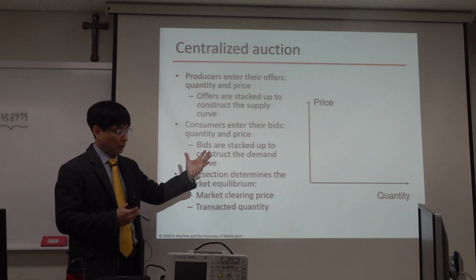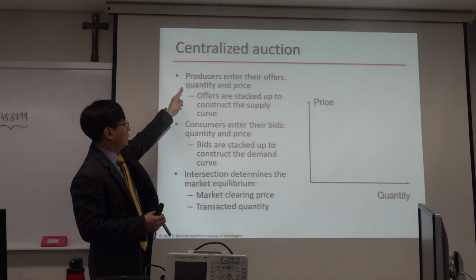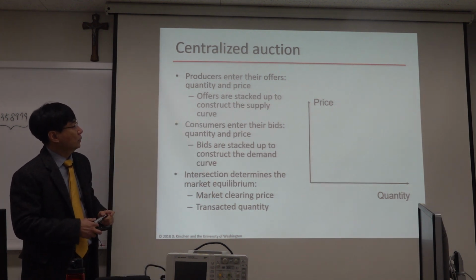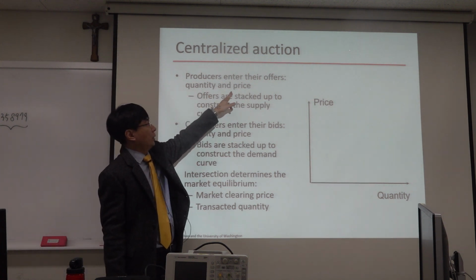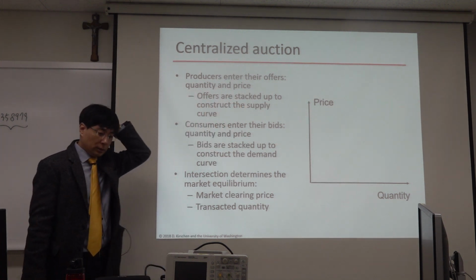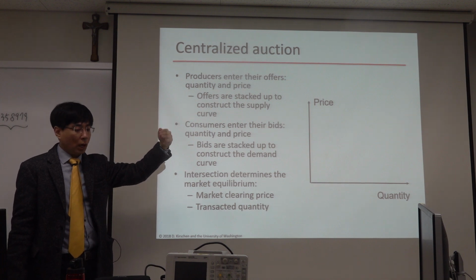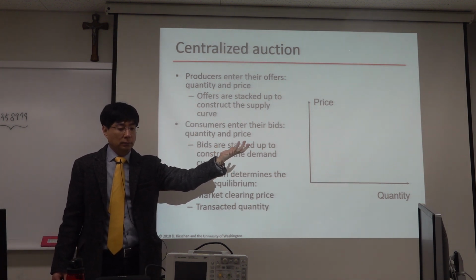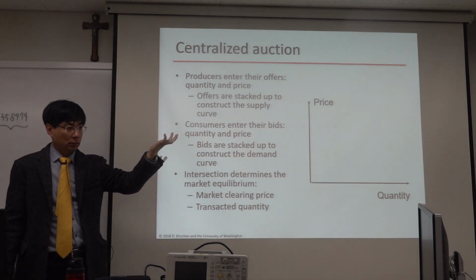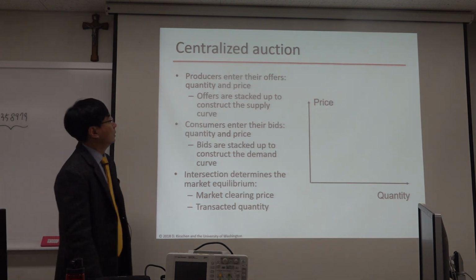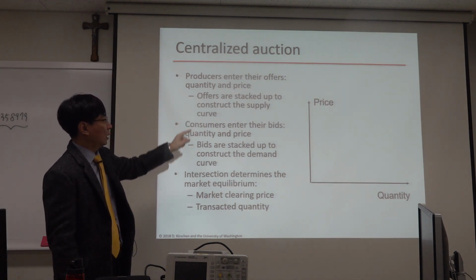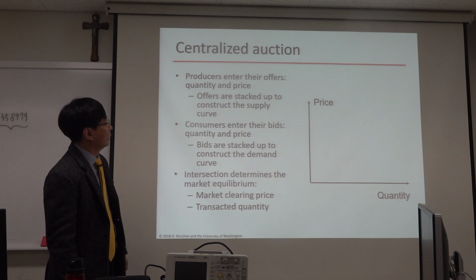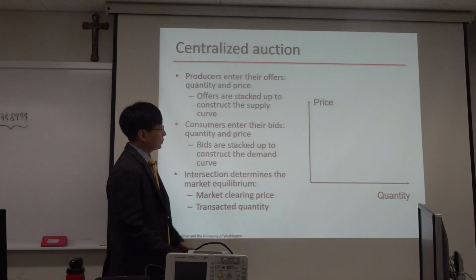So there are sellers and buyers, or producers and consumers. So the producers enter their offers. That means at this price, I would offer this amount of goods, this quantity of goods. Okay, so then those offers are stacked up to construct the supply curve.